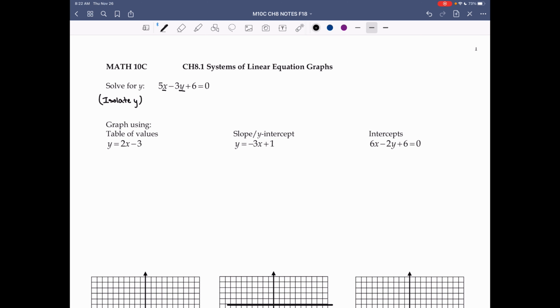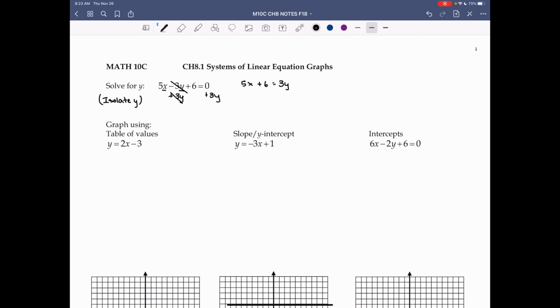I want to get the term that has y by itself. Right now everything's on the left side. I can move the 3y to the right side of the equation by adding 3y. Since it was negative 3y on the left, I add 3y to both sides. Then negative 3y plus 3y is 0. And I have 5x plus 6 equals 3y.